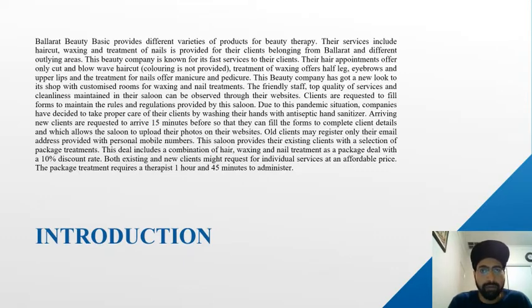Their hair appointment offers only cut and blow wave haircut. The waxing treatment offers half leg, eyebrows and upper lips, and the treatment of nails offers manicure and pedicure. This beauty company has given a new look to its shops with customized rooms for waxing and nail treatments. The friendly staff, top quality of service, and cleanliness maintained in their salon can be observed through their website.